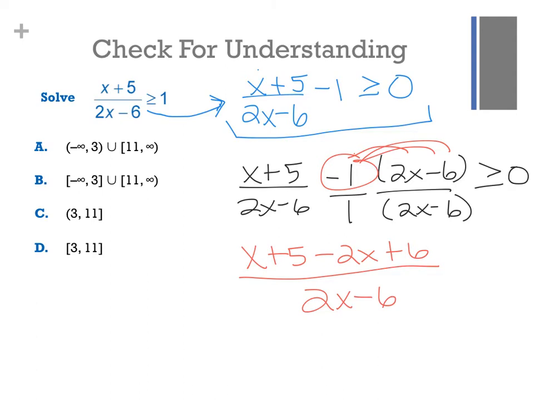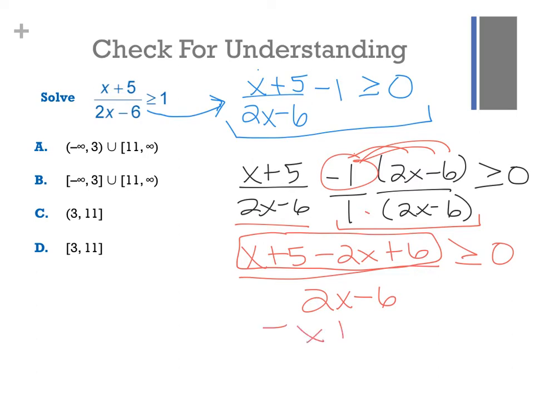So I went ahead and combined both fractions because I have a common denominator of 2x - 6 once I multiply 1 and 2x - 6 here for that fraction on the right side. So we have greater than or equal to 0 as our inequality. If I combine like terms in my numerator here, I have (-x + 11)/(2x - 6) greater than or equal to 0.